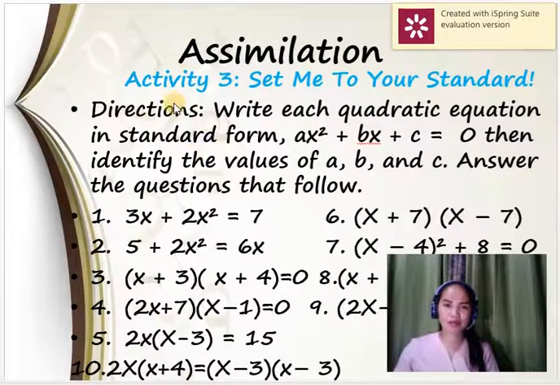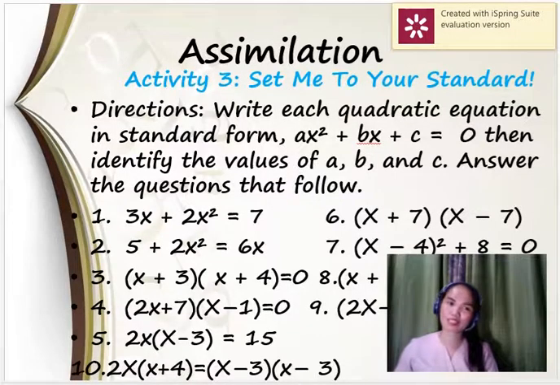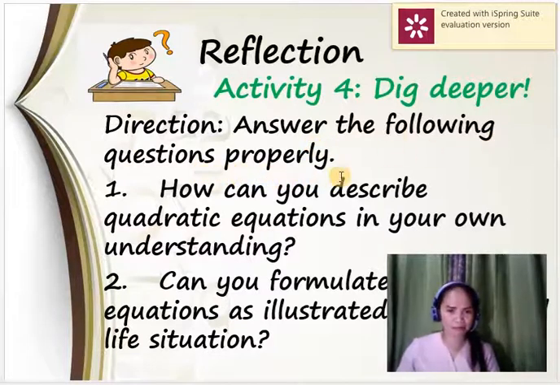Let us have our activity 3. Set me to your standard. Direction: write each quadratic equation in standard form ax² + bx + c = 0. Then identify the values of a, b, and c. Then answer the questions that follow. To continue, okay, so reflections. Activity 4. Dig deeper. Directions: answer the following question properly.